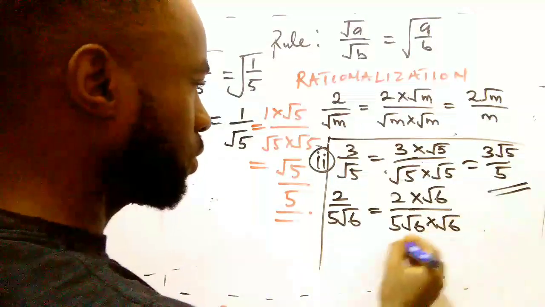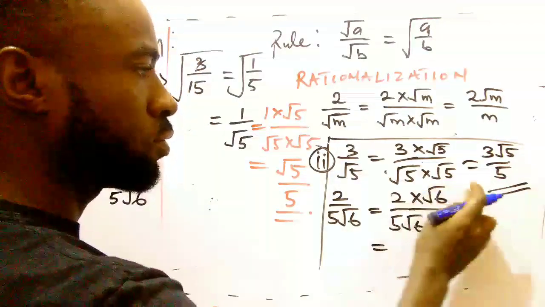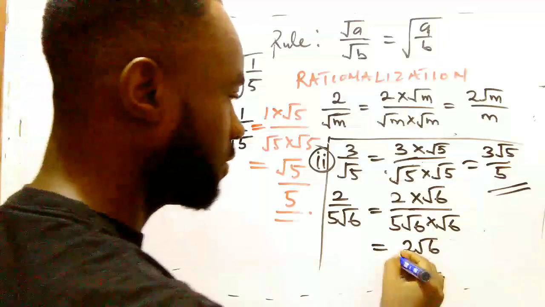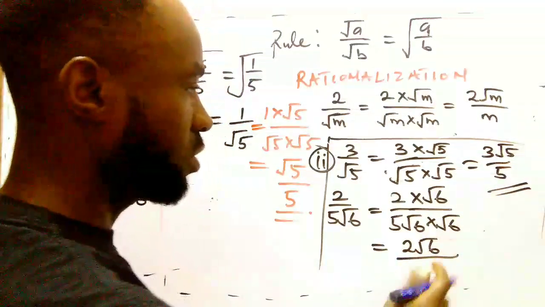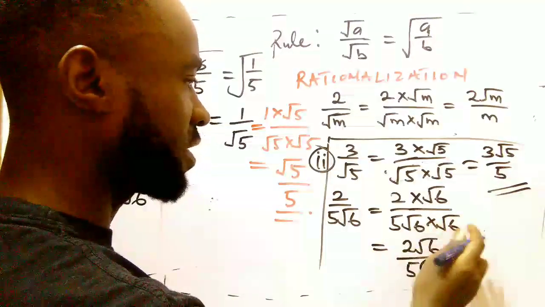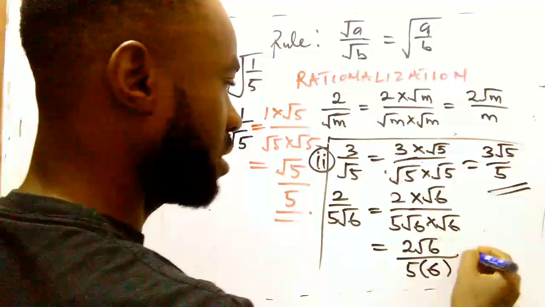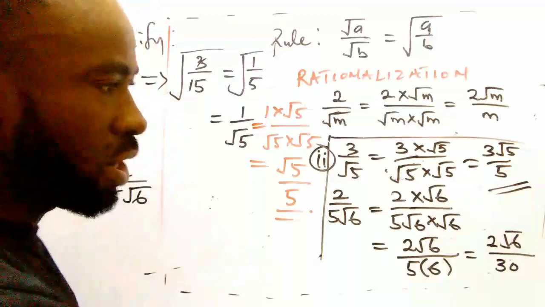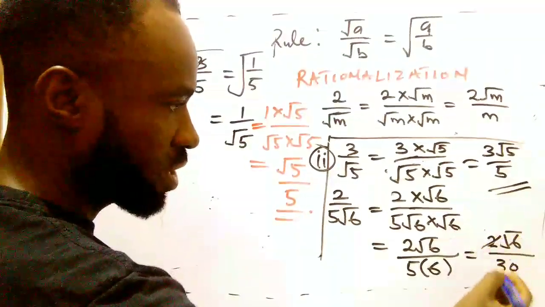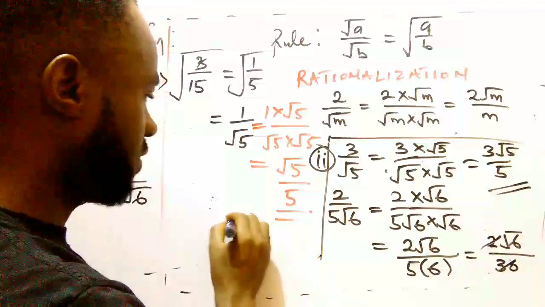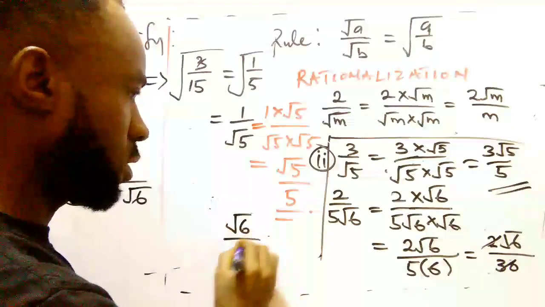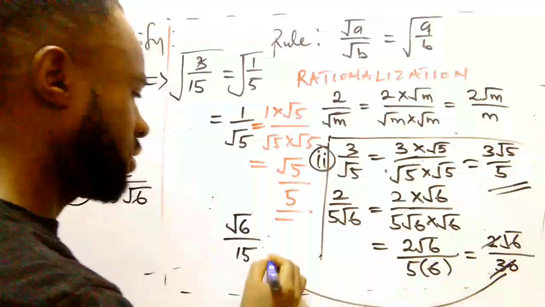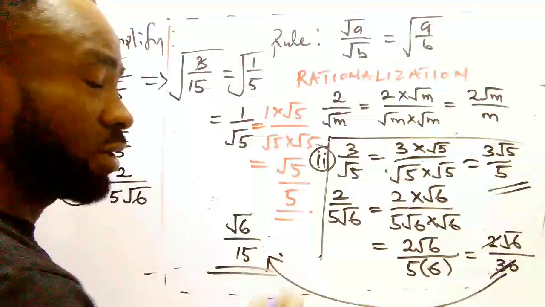It's very easy. So that will give us 2 root 6 over, then we're going to have 5 root 6 times root 6. That's 6. And then my answer is 2 root 6 all over 30. And we can then simplify this. 2 can cancel this and cancel this, so our final answer becomes root 6 all over 15, because 2 cancels 30 to give us 15. So this is our final answer.